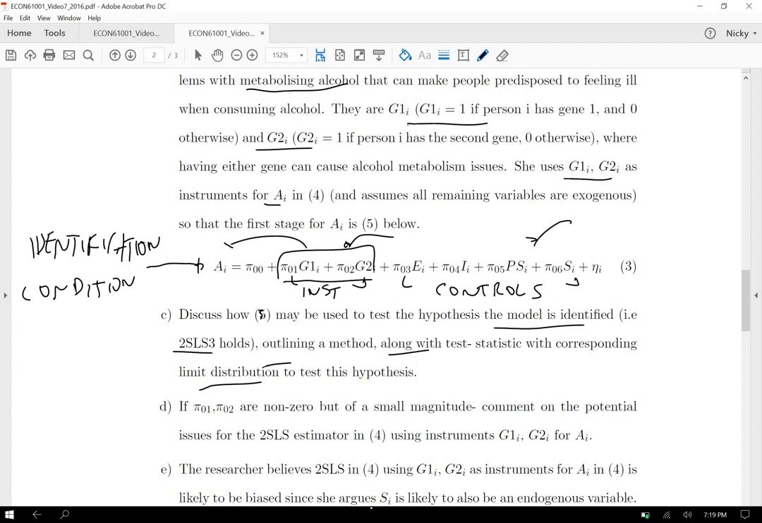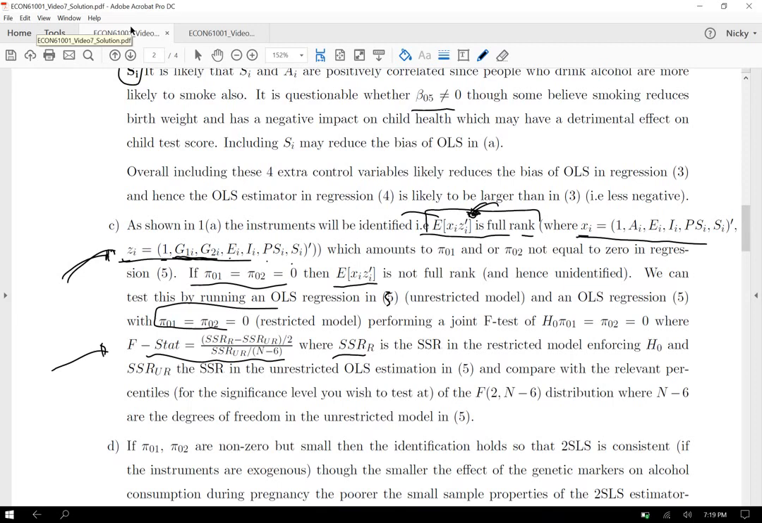Then you can note that you can do that by running a regression and doing an F test. You get the F statistic. You then compare this relative to an F(2, n-6), with 2 being the number of restrictions and n-6 being the degrees of freedom. So again, you get the F statistic and you do the test. If the F statistic was bigger than the critical value, you'd reject, and if it was smaller, you'd accept.